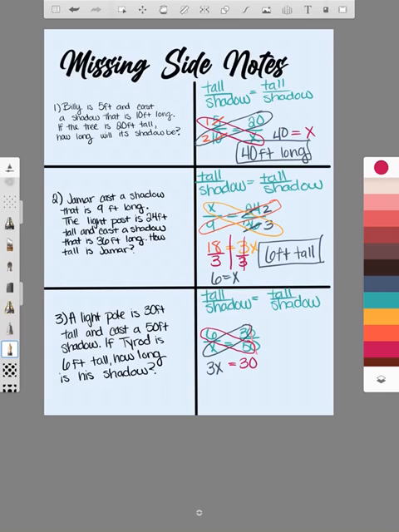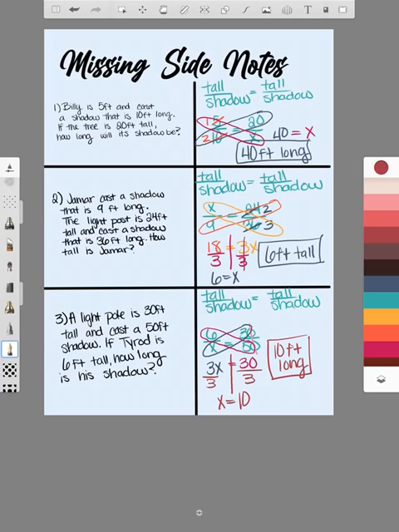All right, so now we have 3x is equal to 30. I'm going to draw my fence. And 3 and x are multiplying. The inverse operation of multiplication is division. So I'm going to divide by 3 on both sides. 3 divided by 3 gives me 1, so I'm left with 1x, which is the same thing as x. And 30 divided by 3 is going to get me 10. So now I know that Tyrod's shadow is 10 feet long.